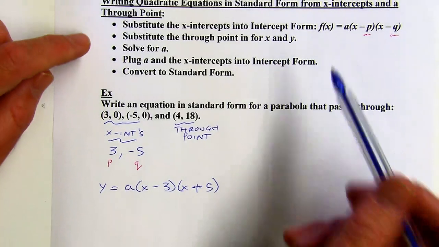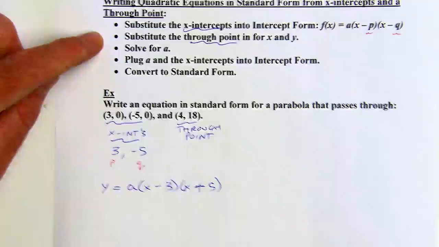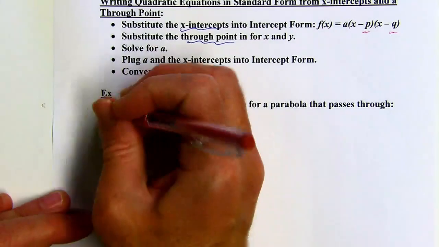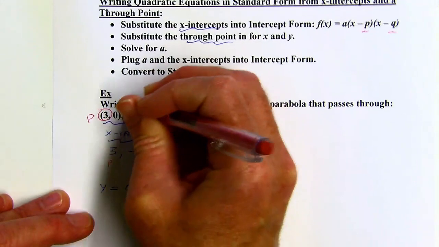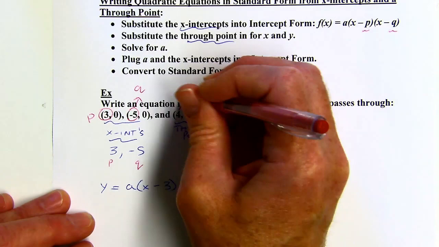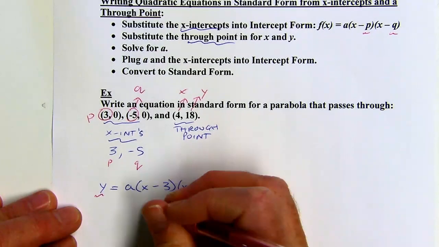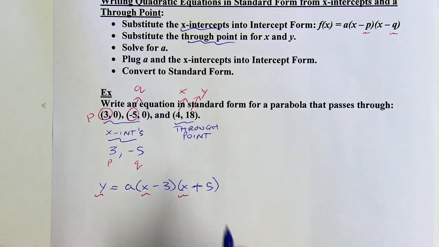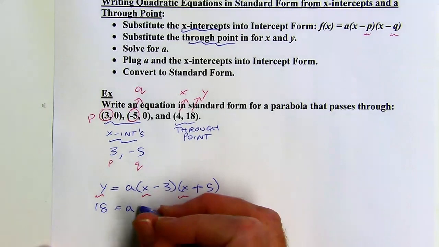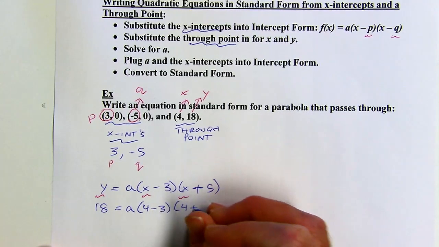All right, now the next step, I'm going to substitute in the through point. So I substituted in the x-intercepts, now I'm going to substitute in the through point. So, this was my p value, and this was the q value, right? And I'm going to think of this as x and y for my through point. So I'm going to plug the x and y in these positions. So let's see, let's put an 18 right here. I'll leave that as a, and then for the x, I'm going to put in 4. For the other x, I'm also putting in 4.